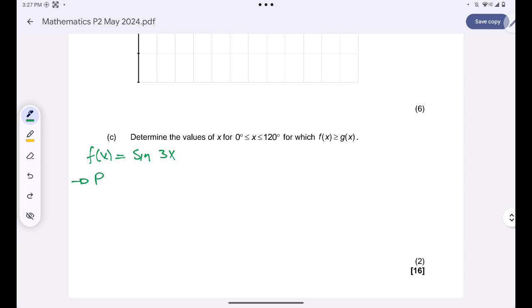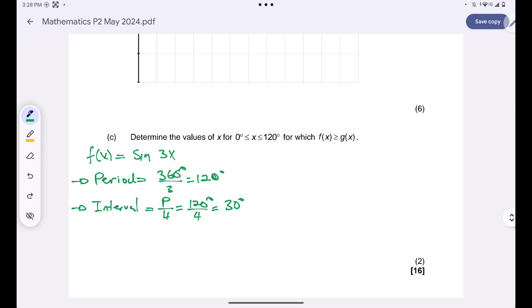There are steps that I use to draw the graph. The first thing I need to find is the period of my graph. Period is always 360 all over the coefficient of x, which is 3. So my period is 120. The period, guys, simply means that the complete wave of my graph will start from 0 and finish at 120. All right, together. And then the second thing I need to find is the interval. Interval is always period all over 4. Period is 120 degrees all over 4. I will get 30 degrees.